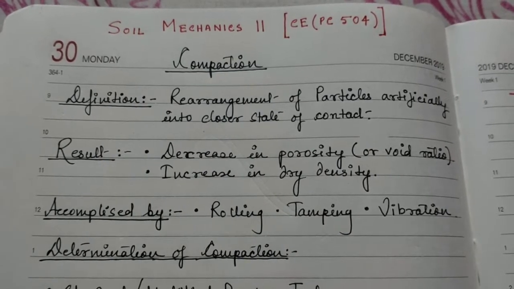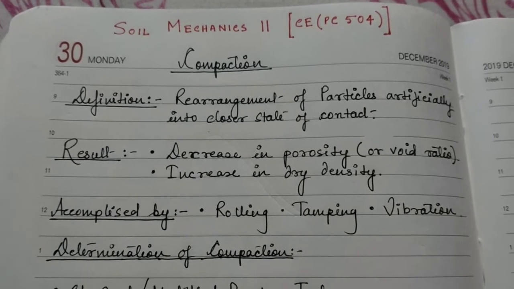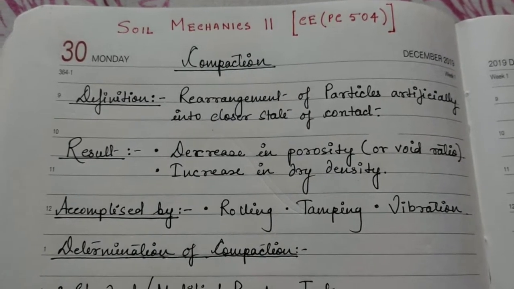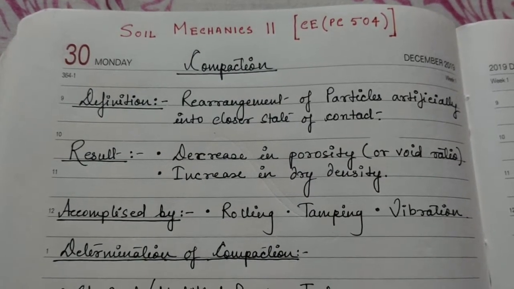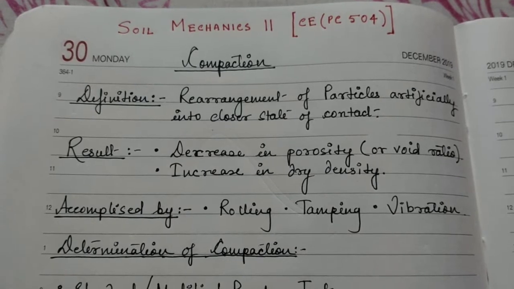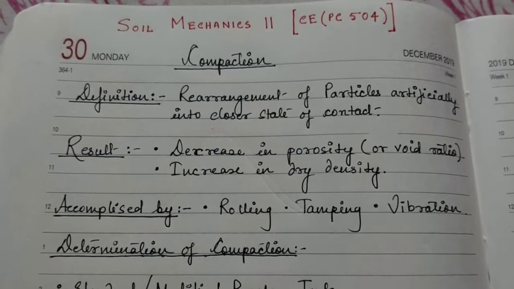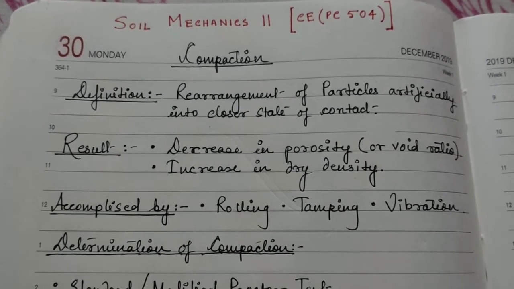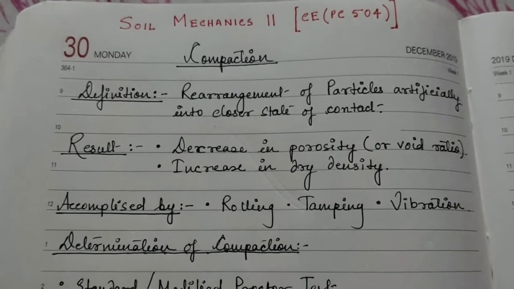Today we are going to start Soil Mechanics 2, which has a subject code of CEPC 504. In this subject we are going to learn the first chapter, that is soil compaction. So before starting compaction, let us go through its definition and its significance.